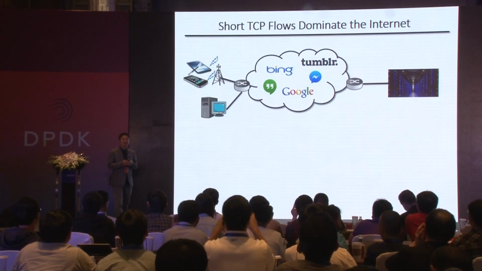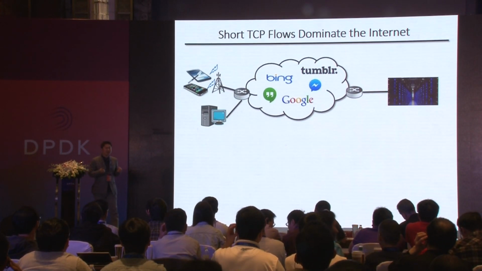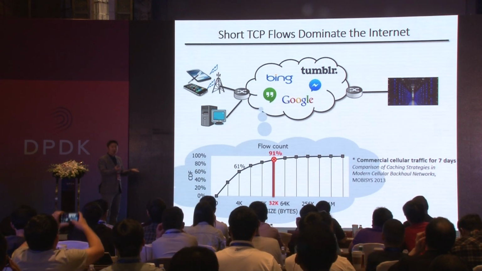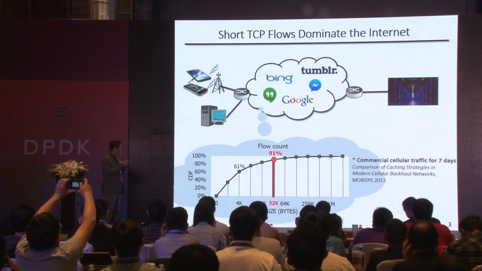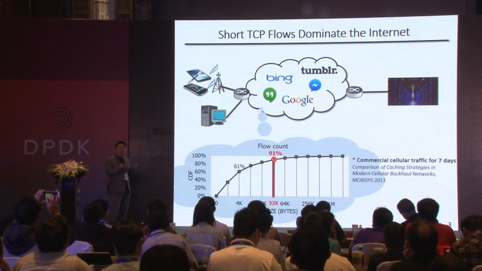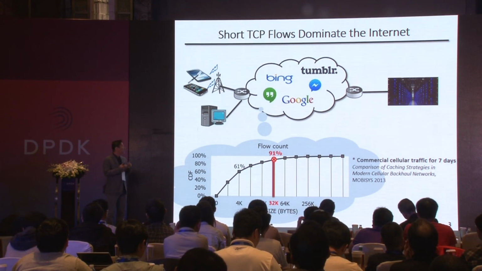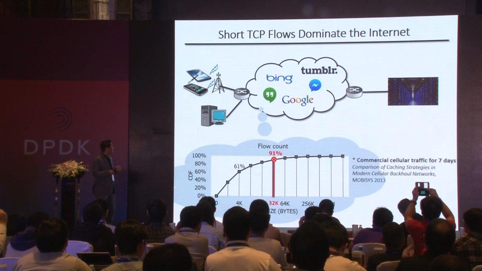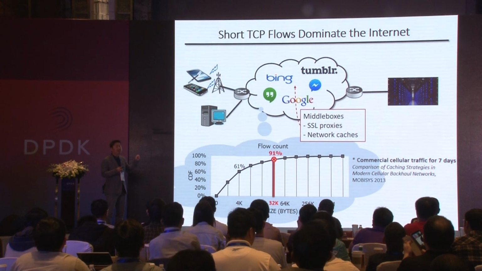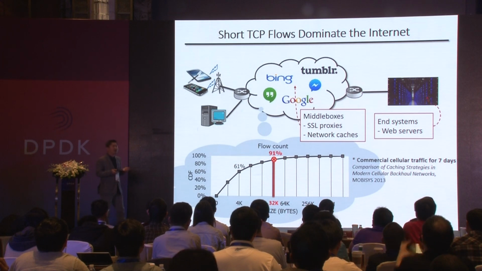If you look at any single machine of internet these days, short TCP flows actually dominate the internet. According to a recent study, over 90% of all TCP flows are smaller than 32 kilobytes, and over 60% of all flows are smaller than 4K. This was measured in one of the commercial ISPs in South Korea for 7 days. What this means is that these small flows have a performance impact on middle boxes deployed in the internet, as well as on busy web servers deployed in the data center.